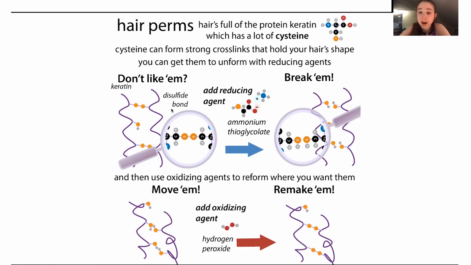And so when you have a perm, basically what you're doing is you add a reducing agent to break up the existing disulfide bonds, and then you wrap it around curlers or whatever. Then you add oxidizing agents to reform them, and now they're going to reform in the place that they are when they're wrapped around the curlers. And this is going to be these permanent crosslinks between the strands. So you're swapping out the crosslinks that were there for different crosslinks in places that are more desirable for whatever you want your hair to be. And so this is how hair perms work.